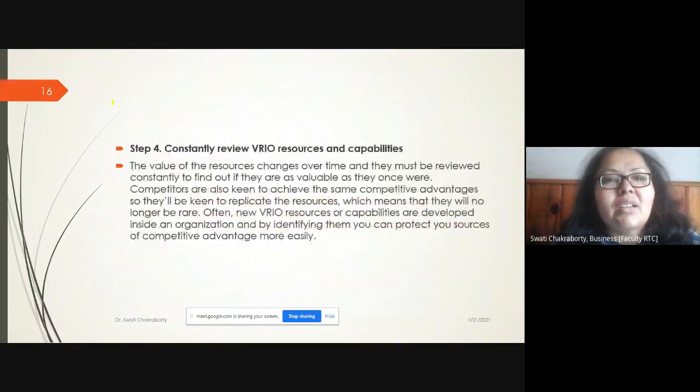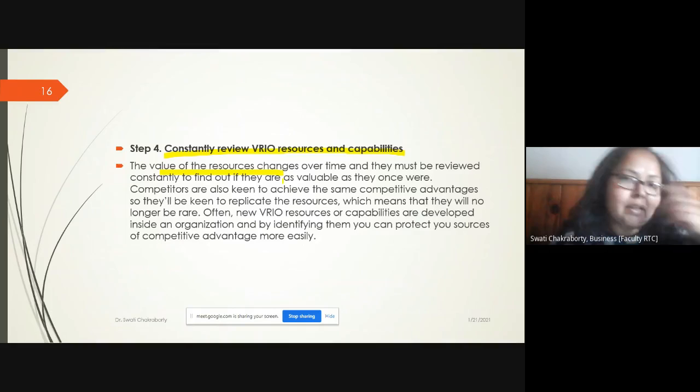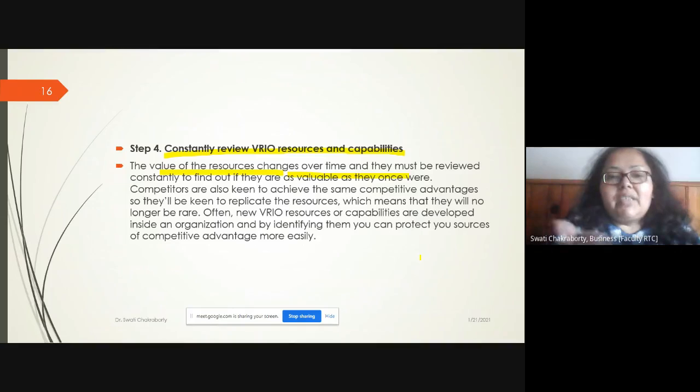Okay, the next step is to constantly review the VRIO resources and capabilities. Just having the resources is not enough. Value changes over time, so they need to be reviewed constantly to find out if they are as valuable as they once were. Competitors would also want to achieve that same advantage and replicate it. If it's easy to replicate, it's no more rare. So the VRIO resources and capabilities that are developed should be reviewed, protected, and upgraded from time to time.